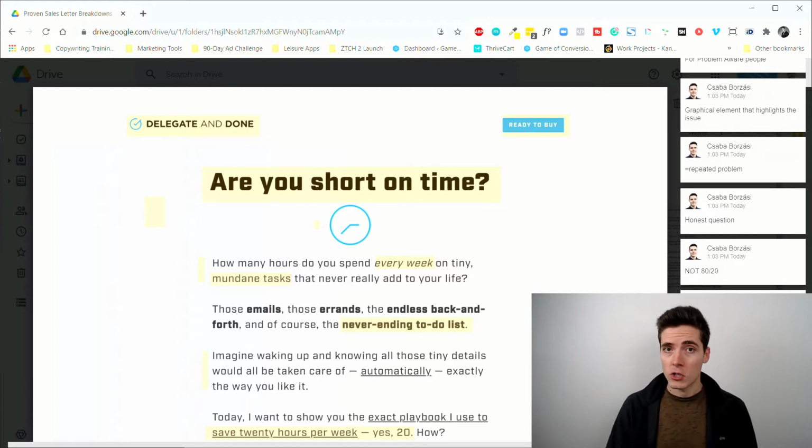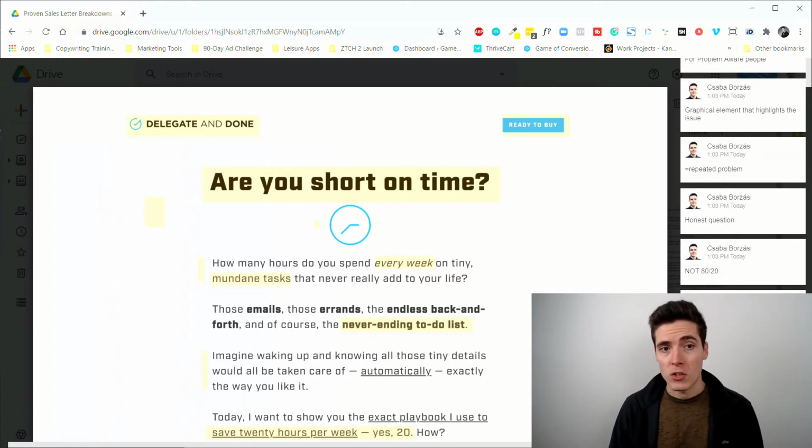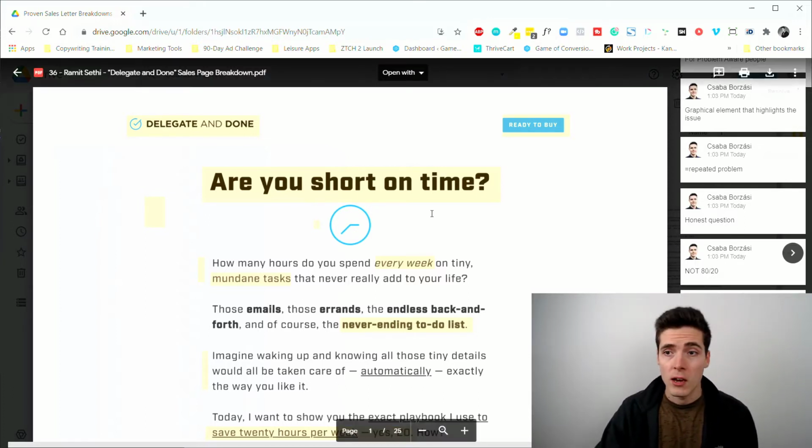But this sales letter is meant for CEOs or successful people who basically have a business going, but they're working too much, their work-life balance is off balance, and they're trying to free up more time in their lives so that they can focus on the things that are actually making an impact in their personal lives or in their professional lives. So it's called Delegate and Done. And this is a great example of a modern day sales page that you can also use.